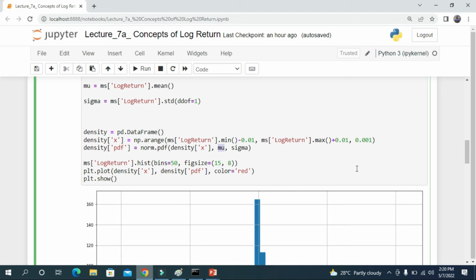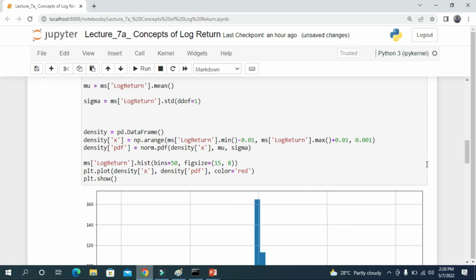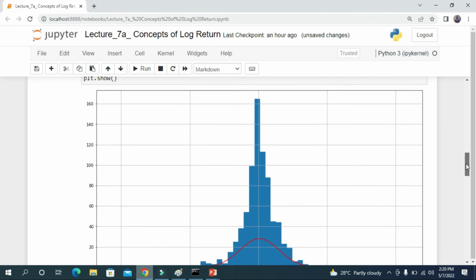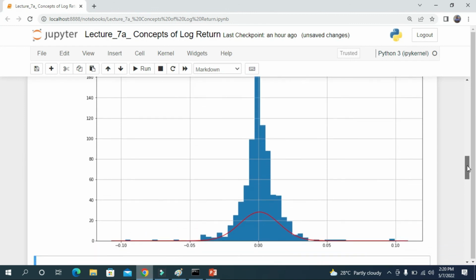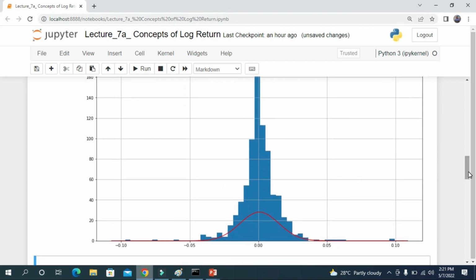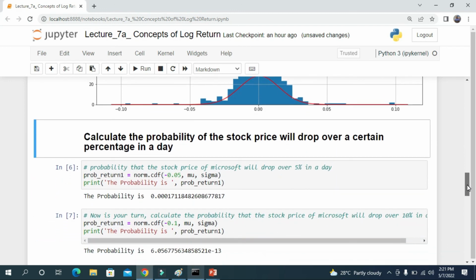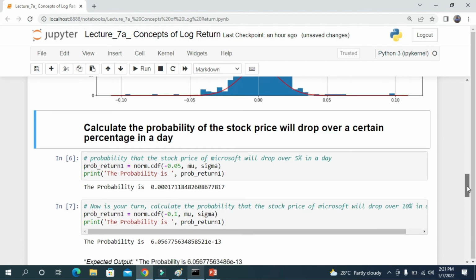So let us plot the histogram of this density and the histogram of the logarithm as well, so we can see both of the histograms and the red line and see it as the distribution. You can see there is 0.1 and 0.10 at the extreme ends. It is the data, and the curve which is taking the data into its end, but our goal is to calculate the probability that the stock price will drop over a certain day.